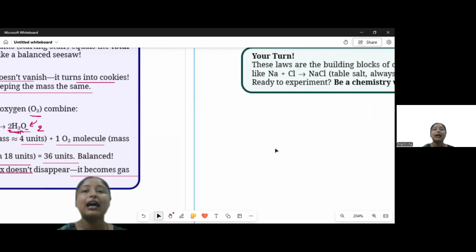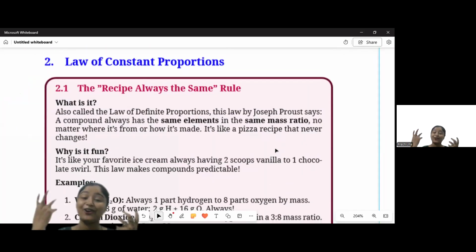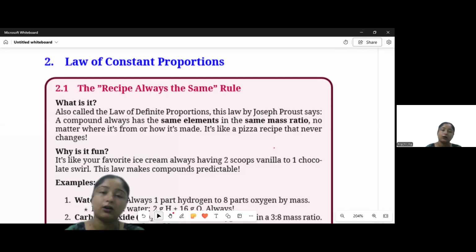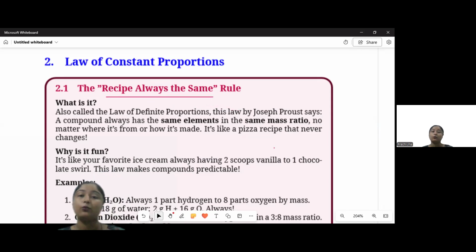Okay. Now let's move on to the second law of chemical combination. Sorry, not the law of motion. Yes, that is the law of constant proportions. Now, what does this mean? Law of constant proportions. See, the recipe is always the same. That's the rule. What is the law of constant proportion? Let me explain. This is also called the law of definite proportions.